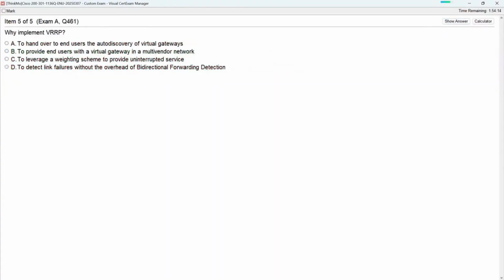All right, question 5. Question 5 is the same as question 4. Why do we use VRRP? This is to provide redundant services for endpoints in a multi-vendor network. It's the same reason. All right, submit.